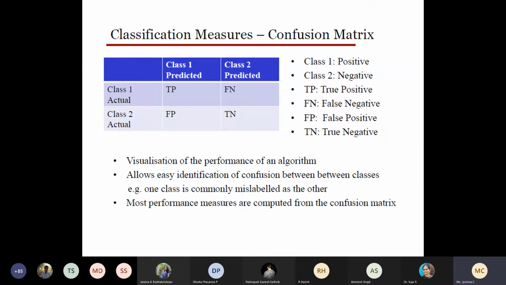In this, which are the correct classifications? Tell me. True positive and true negative are the only correct classifications. That means whoever is COVID positive, the test results also tell that they are COVID positive. And whoever is negative, they are classified as negative itself. Whoever is positive is classified as positive, whoever is negative is classified as negative.